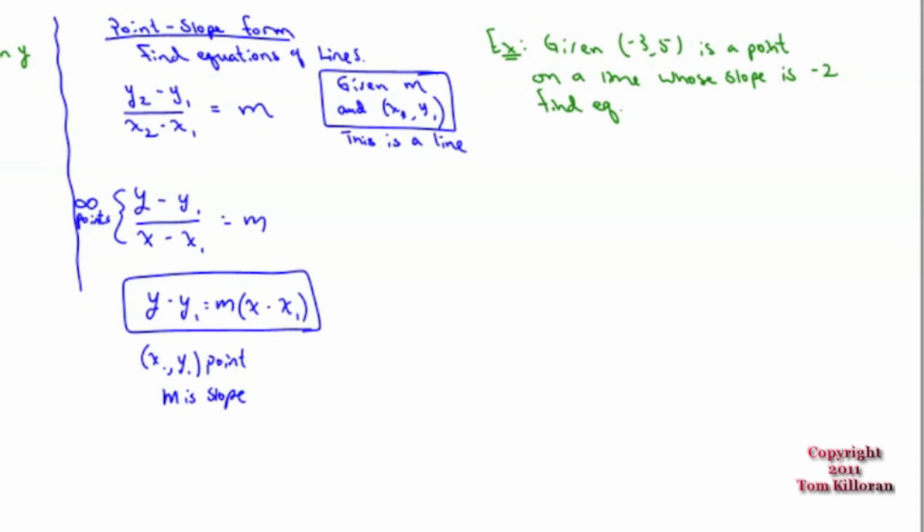Given a point, (-3, 5), that is on a line whose slope is -2, I want to find the equation of the line. Some teachers have taught you to do that with y = mx + b, but the problem with that is it's a two-step process, and most students don't like two-step processes. They'd rather just get the answer and be done with it. So that's what's nice about this formula: y minus y sub 1 equals m times x minus x sub 1.